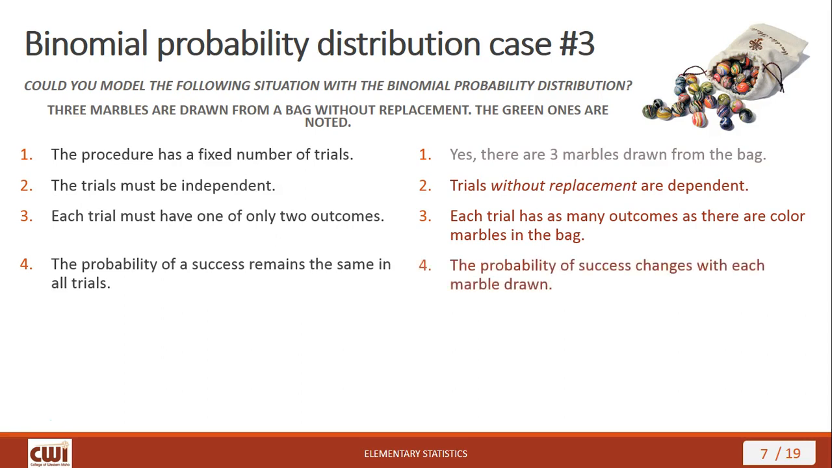Here we see the probability of success changes with each marble drawn because, again, they're taken without replacement from the bag. So now we see that we have only one of the 4 requirements that are met. So therefore, we conclude that no, modeling with the binomial probability distribution is not appropriate. We need to find a different distribution to model our data.